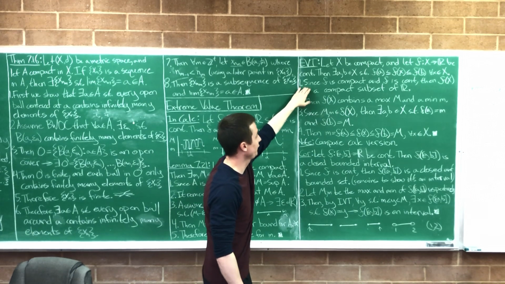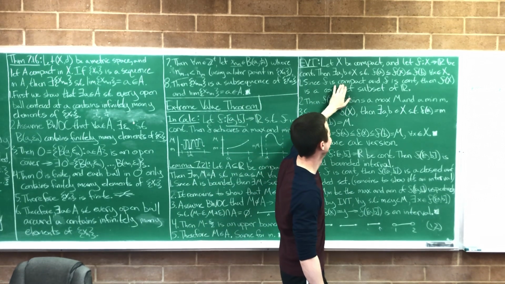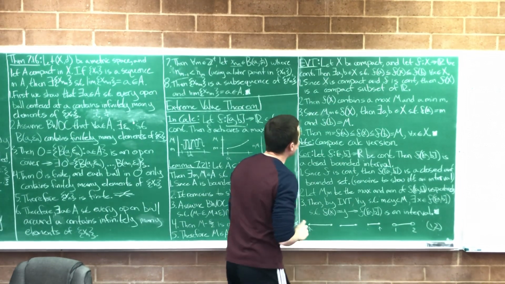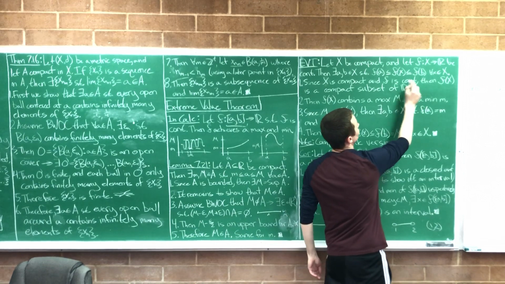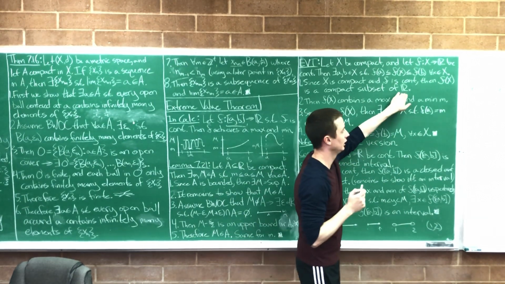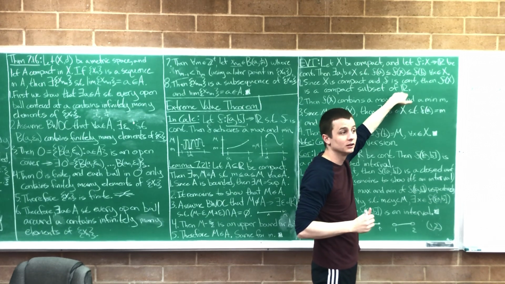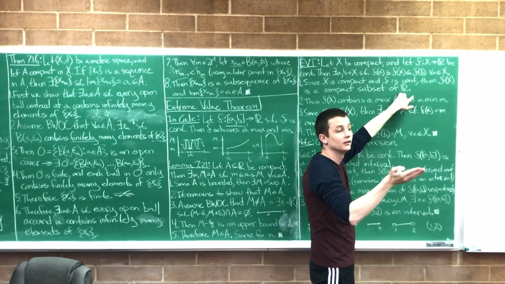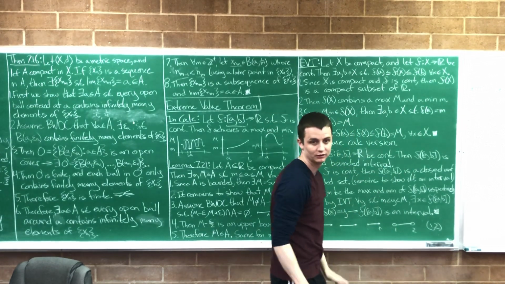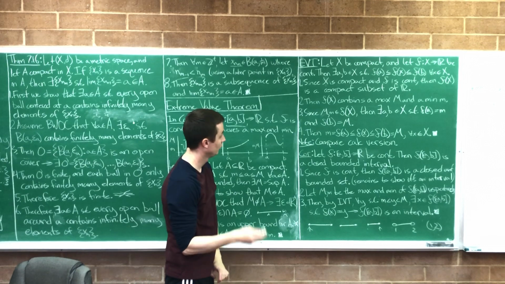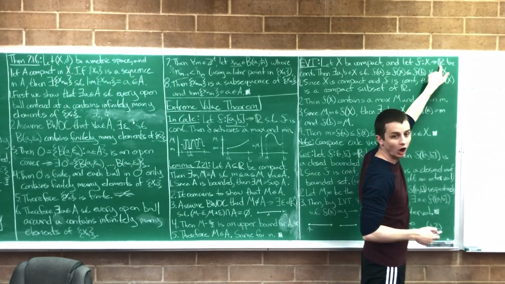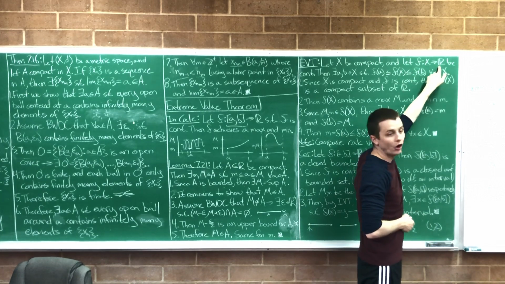So, since x is compact and f is continuous, then f of x is a compact subset of R. How do I know that? Because continuous functions preserve compactness. Perfect. Continuous functions preserve compactness. Wonderful. Now, since this is a function from x to R, then f of x is all of R, right?